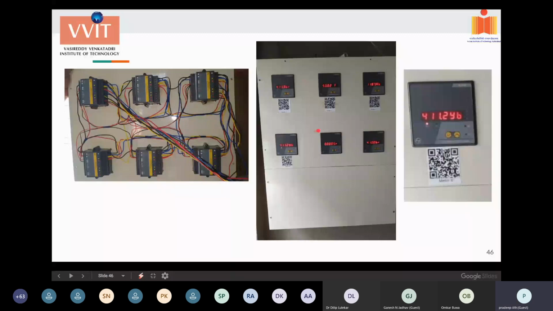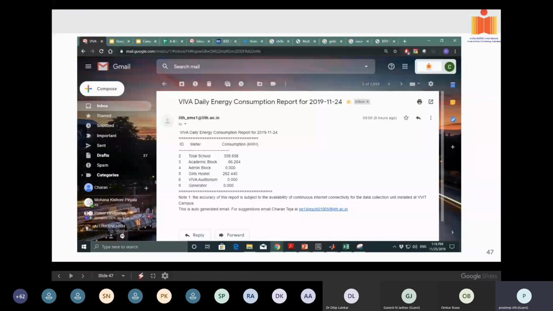One interesting thing that they have done, this work we actually did not do, their students did, is that they made a website and a QR code. Any visitor coming to that meter can scan the QR code, and it will take them directly to the website where that particular meter's historical data is displayed. This is again one project. A daily email can be generated like this. This is a daily energy consumption report. Here we can see total consumption 358 kilowatt-hours, academic block 66 kilowatt-hours, hostel block 262. Like this, you can generate a daily consumption report.